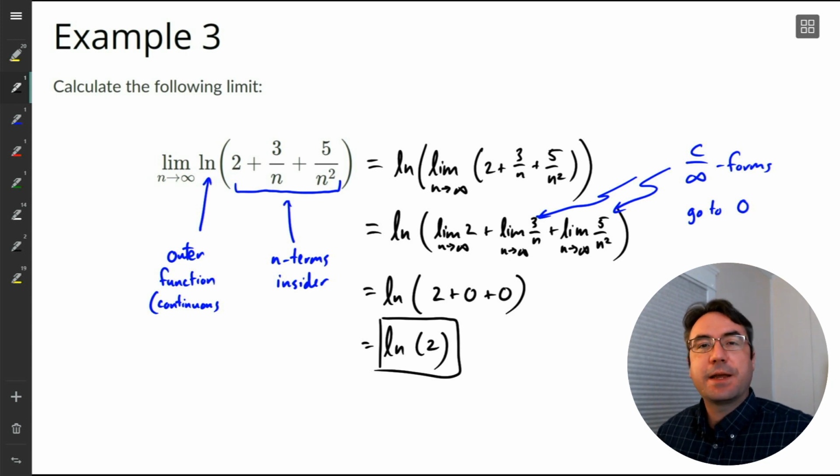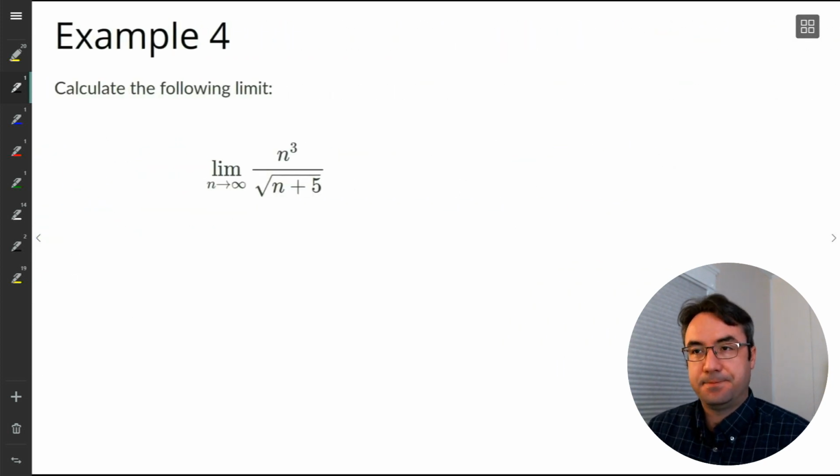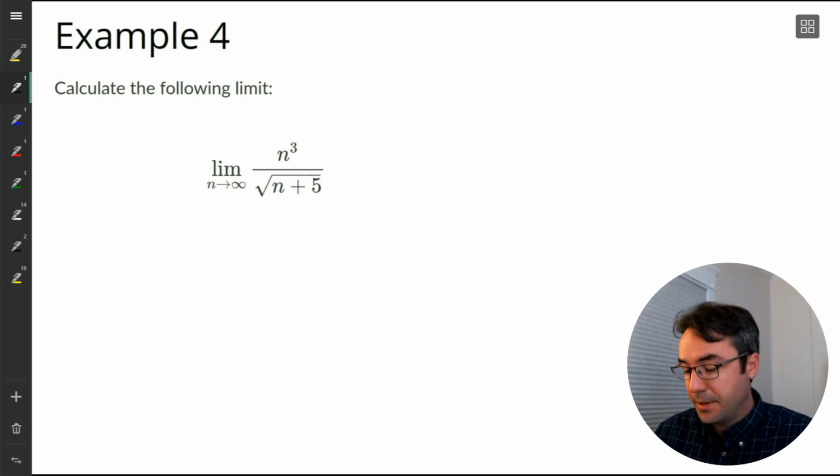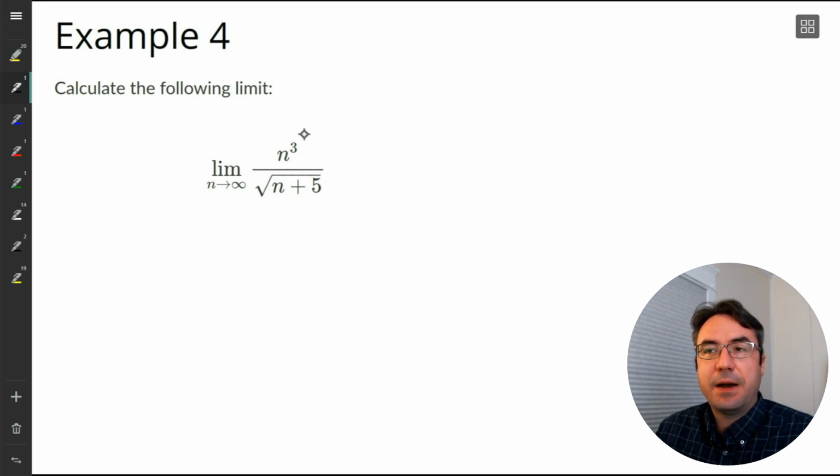All right. So, recognizing continuous outer functions can be helpful. All right, let's try another example. We're going to do the limit of n cubed over the square root of n plus 5 as n goes to infinity. And we're going to use a couple strategies here. First, we see that we have powers of n on both the top and the bottom of this fraction. So we're going to go with our usual 1 over power of n method.